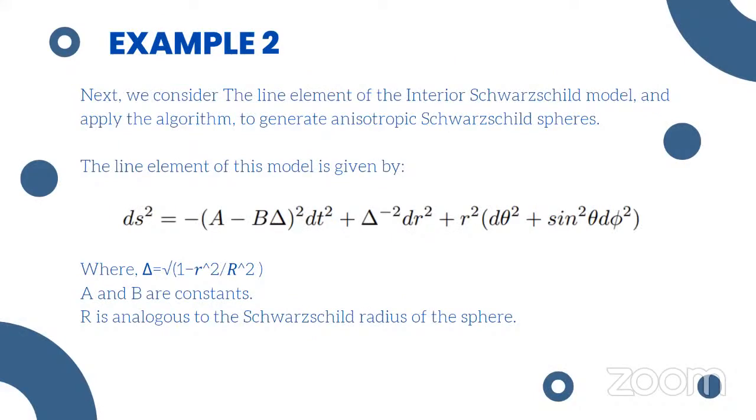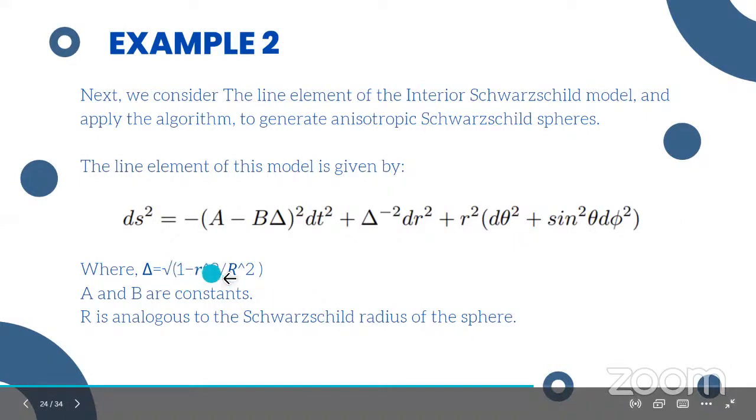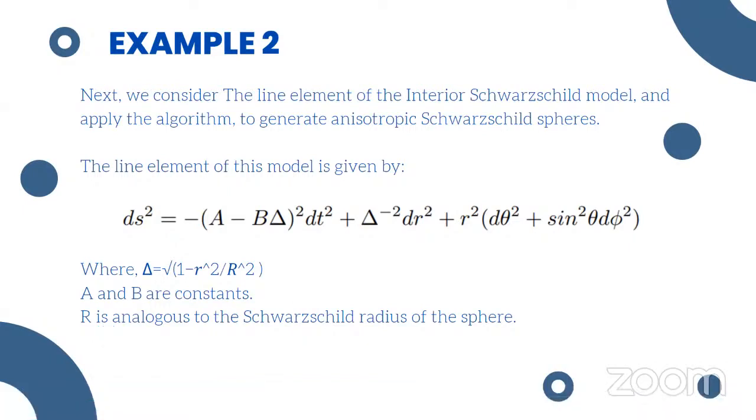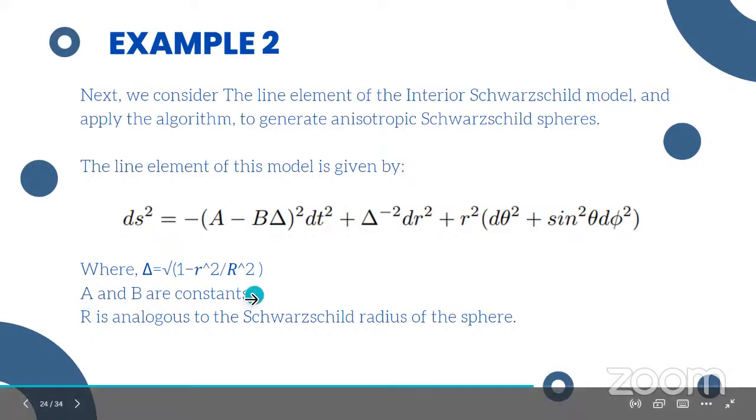As we can see in the slide, we are considering the interior Schwarzschild model here and are applying the algorithm to the Schwarzschild sphere to check its applicability in this case. So the line element of this model is given by the following equation that you can see on the screen, where delta is defined as square root of 1 minus small r squared by capital R squared, and R is analogous to the Schwarzschild radius of this sphere, considering the interior Schwarzschild solution as seen in the Schwarzschild solution part. Also, A and B are constants here.